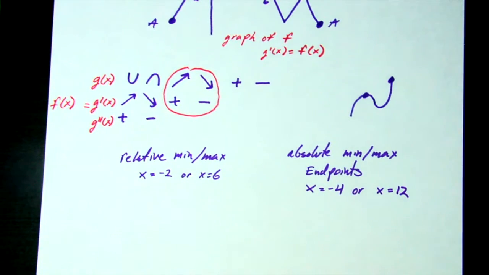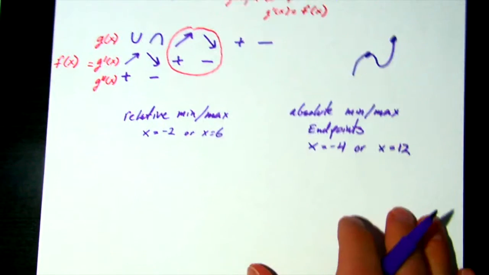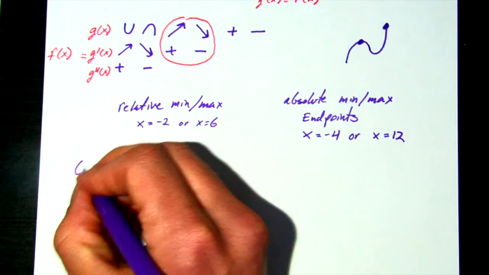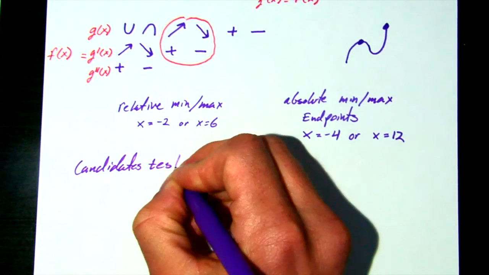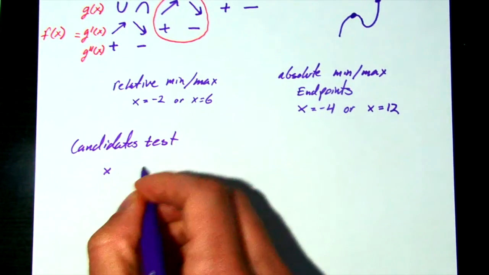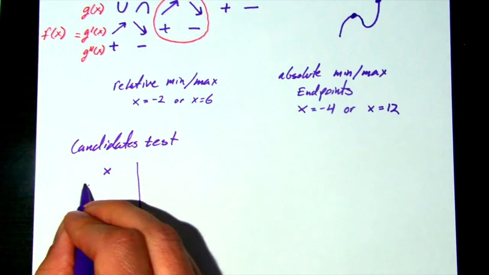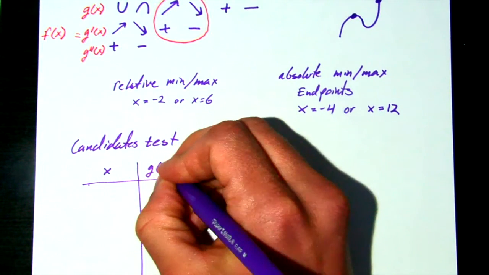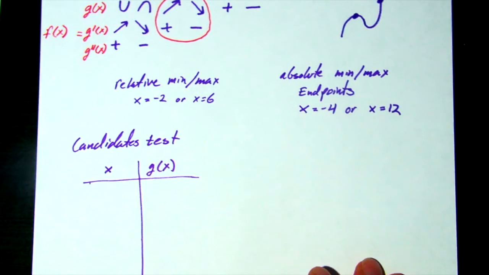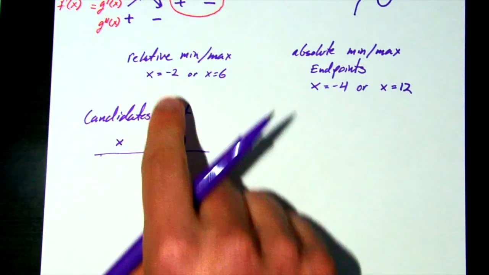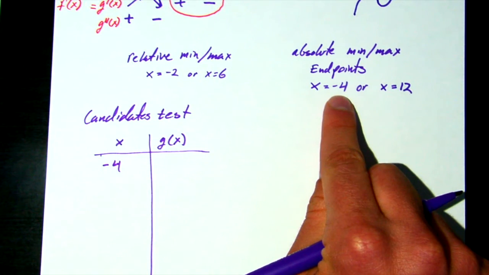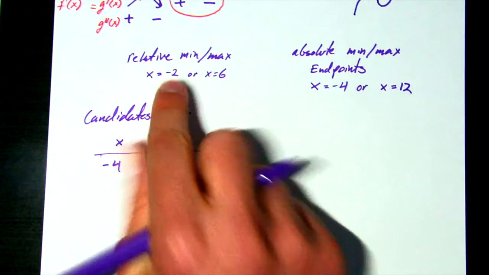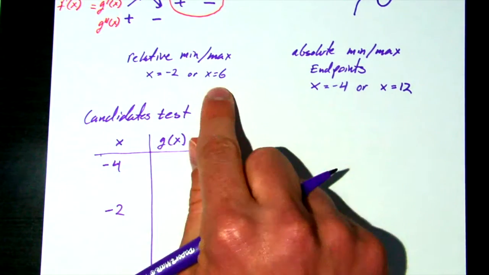Most people solve this type of problem by making a chart. What they do is they call it the candidates test. I'm going to make a column for x, and I'm going to make a column for g of x. I'm just going to go in order. I've got -4 furthest to the left, then -2, leave myself some room, 6 and 12.